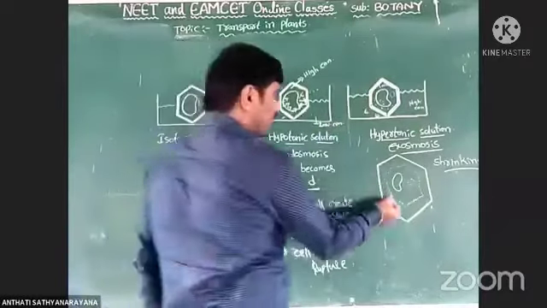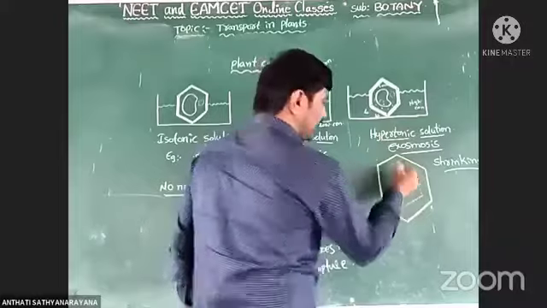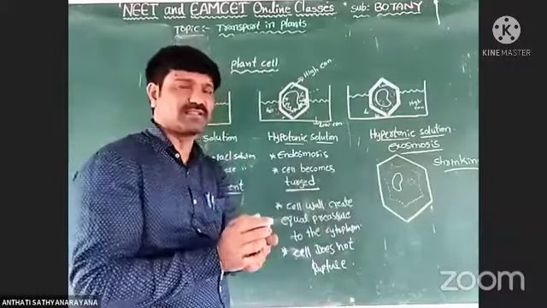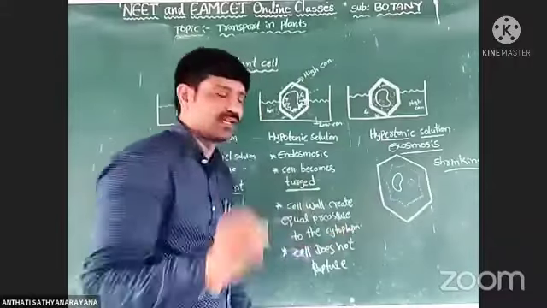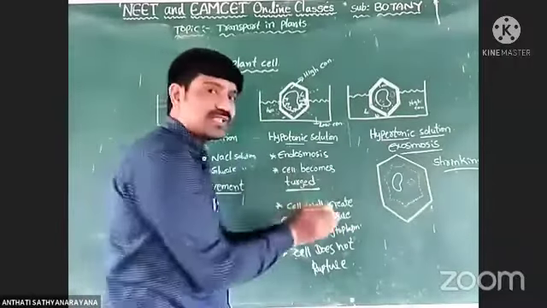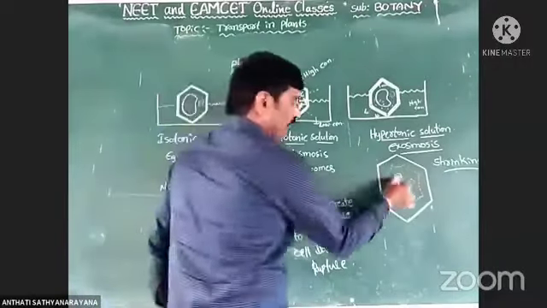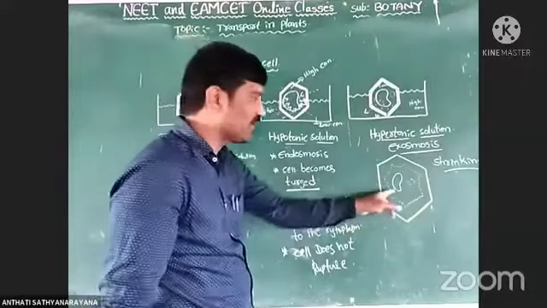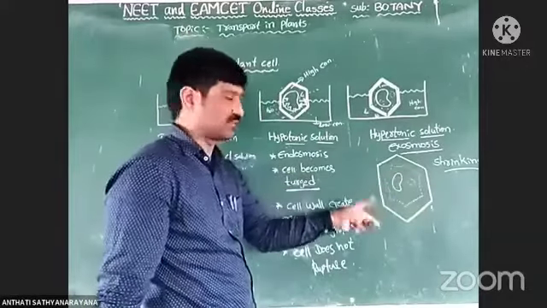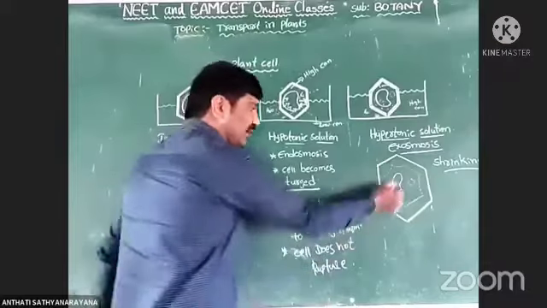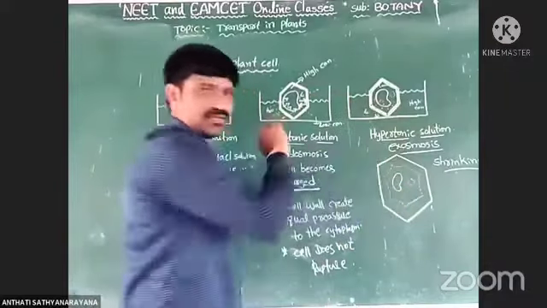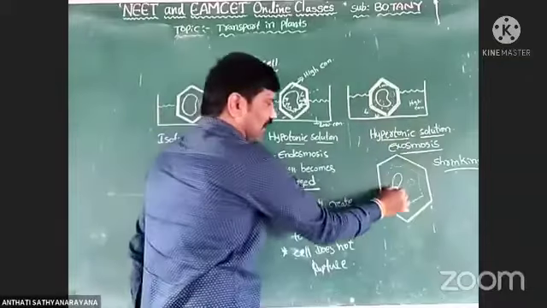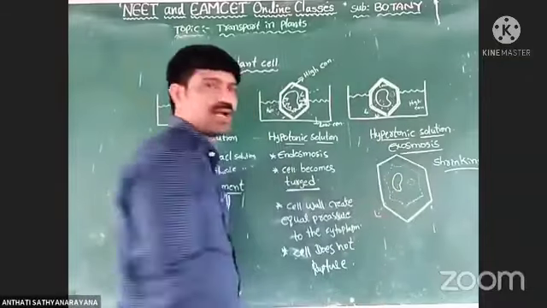In the shrinking cell, the cell does not reduce in size. Only the vacuole size is reduced. That is very important. Here you remember, the cell size does not reduce. Only the vacuole size is reduced when exosmosis takes place, because the vacuole loses water molecules.